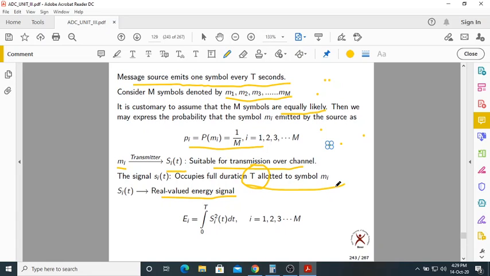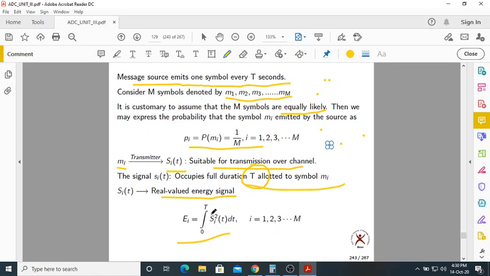So here it is time bounded. If any signal is time bounded, it tends to become an energy signal. Now Ei is the energy of Si of t. Obviously, you know how to find the energy of any signal: integration 0 to T of Si of t whole square dt.